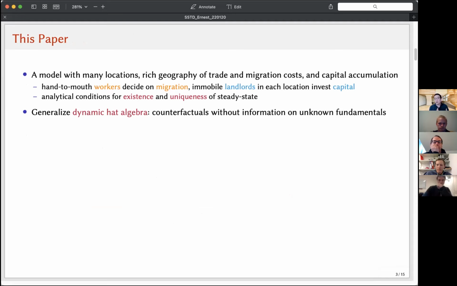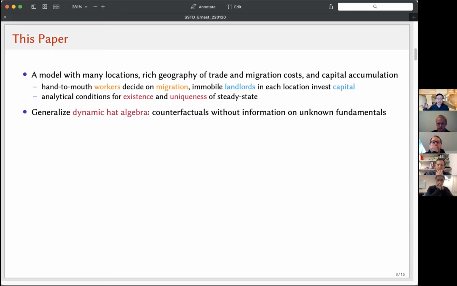It's going to be a model with many locations, and these locations are linked through a rich geography represented by a whole matrix of bilateral trade and migration costs, and the model features migration and capital accumulation. In each location, we're going to have two types of agents. We're going to have hand-to-mouth workers, who are hand-to-mouth in terms of their consumption. However, they make forward-looking migration decisions, similar to the dynamic spatial model of Caliendo, Dvorkin, and Parro.